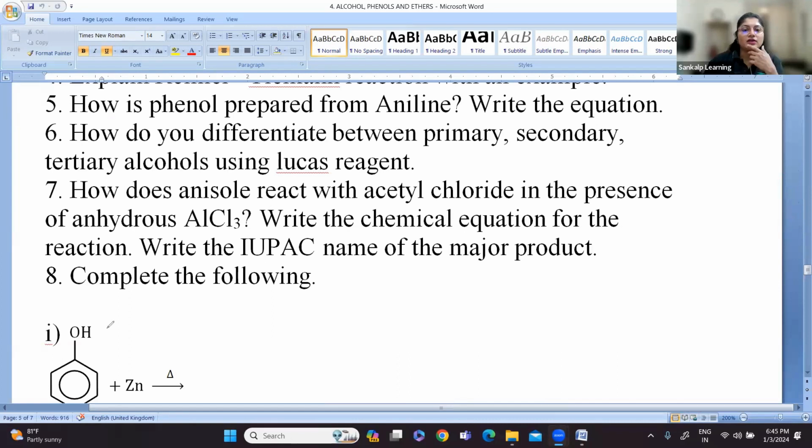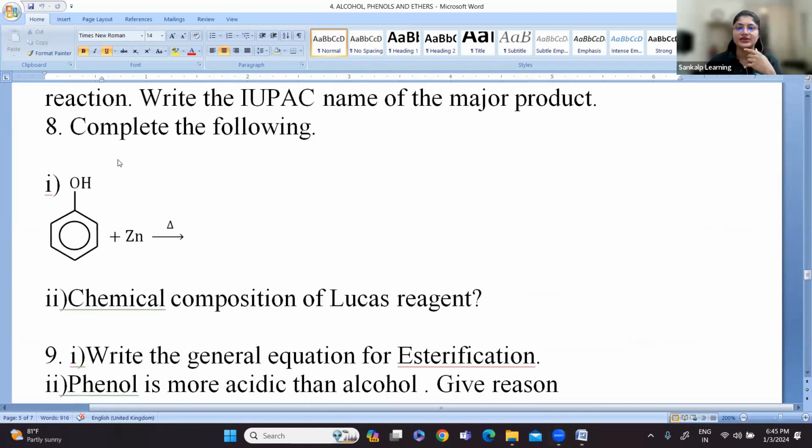Complete the following. You have to complete these equations. There are two equations given. So questions like this can also be asked in your exams. Incomplete reactions will be given and you have to complete them. The first one: phenol plus zinc, and you are heating it. What is the product obtained when you are heating phenol with zinc?